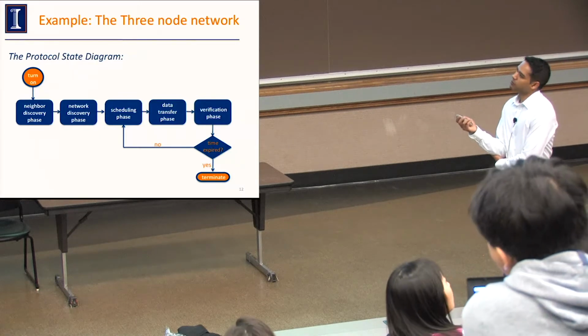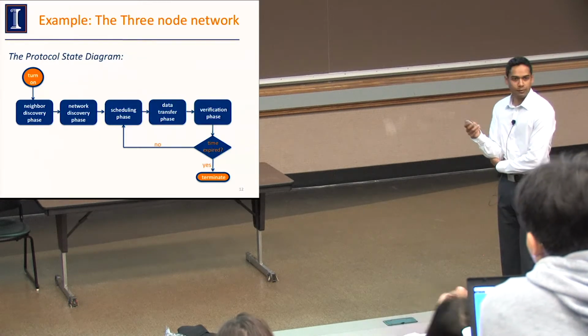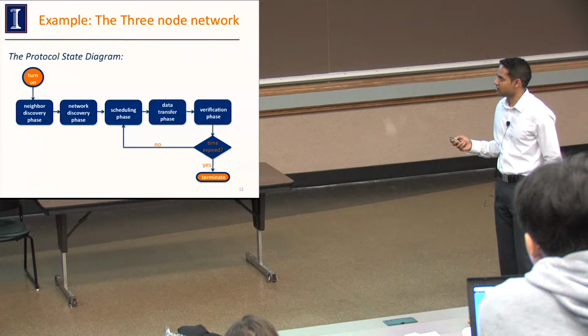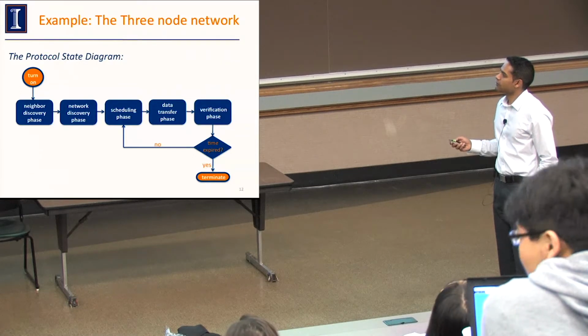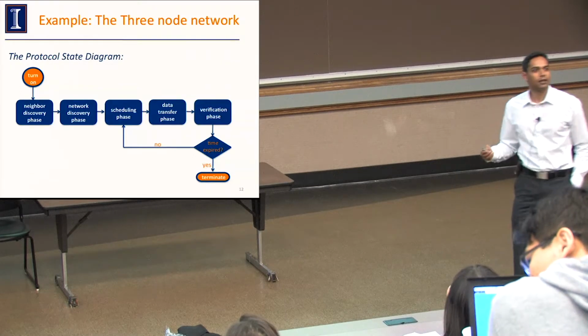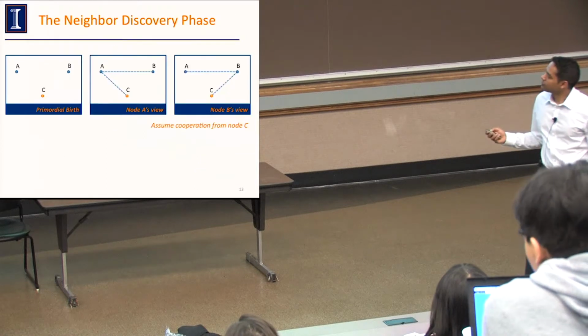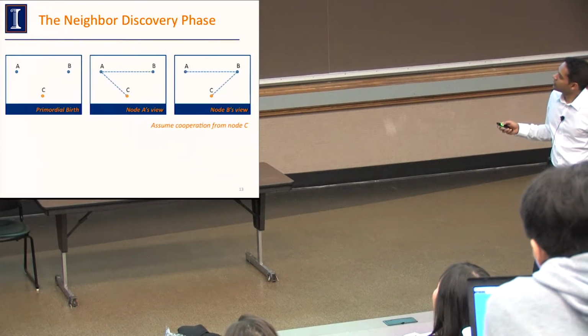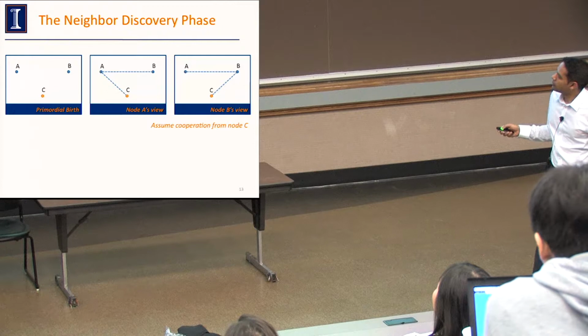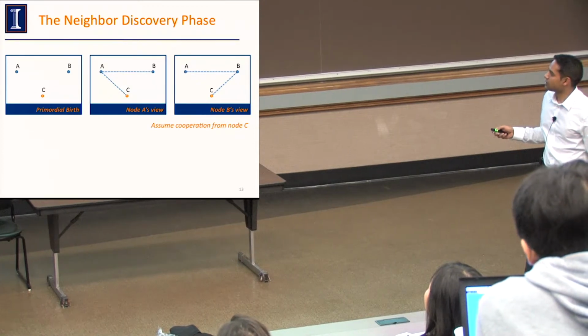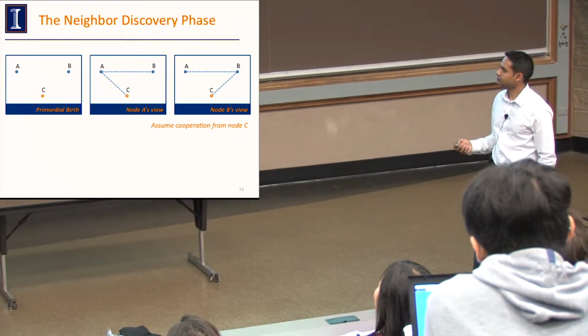And here is a state diagram of the protocol. There are 5 phases: a neighbor discovery phase, a network discovery phase, a scheduling phase, a data transfer phase, and a verification phase. And the protocol cycles repeatedly through these last 3 phases.